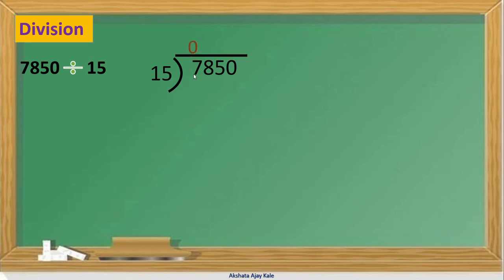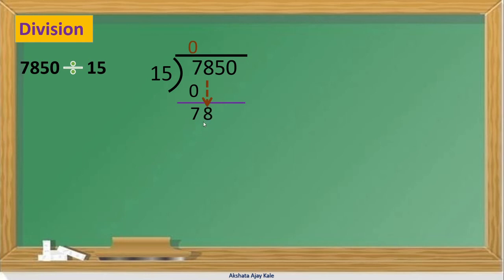Here the first digit is 7 and it is smaller than 15. So it is not possible. So 15 zeros are 0. So 7 minus 0, how much? 7. Right? So what we will do? We will take this 8 down. This is our second step.